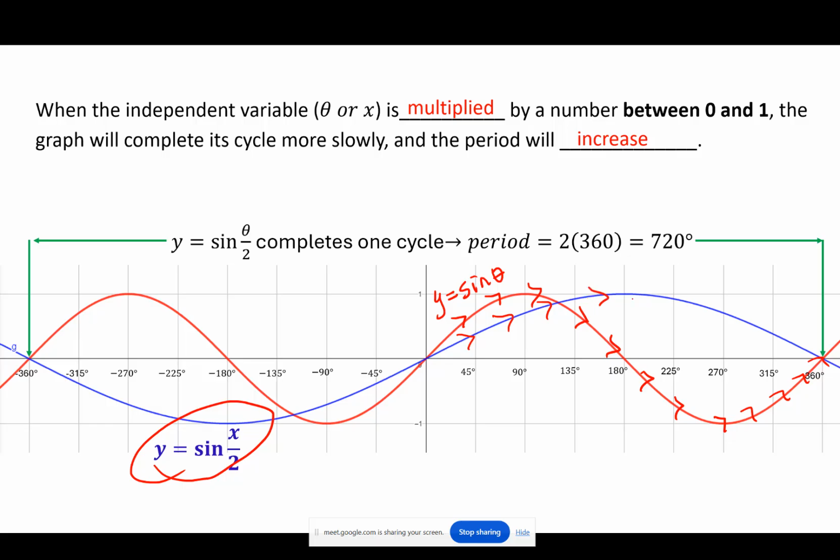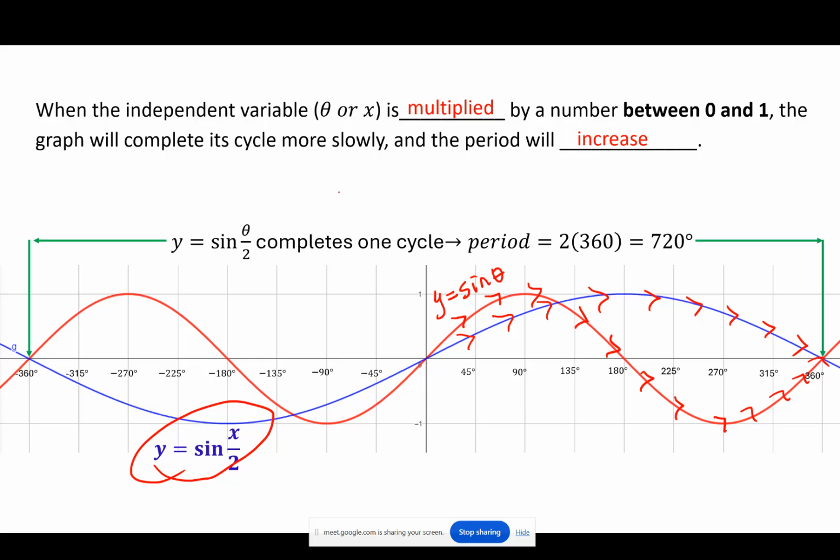So it's going up to 1. It's going back down to 0. It's going to take another 360 degrees for it to get back down to -1 and back up to 0 again. So this graph takes a whole 720 degrees to complete one cycle. And so you can see that the period has increased because it takes 720 degrees to complete a cycle. So when you multiply theta or x by a number between 0 and 1, the period will increase.